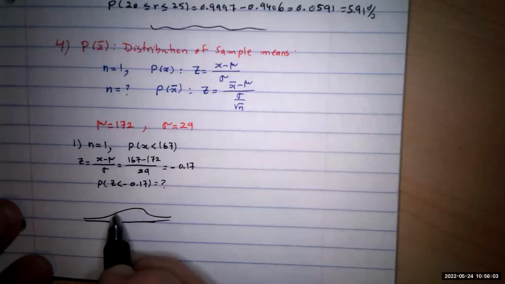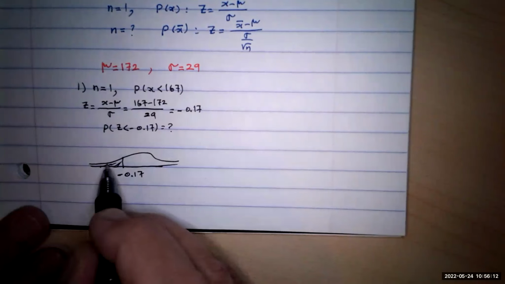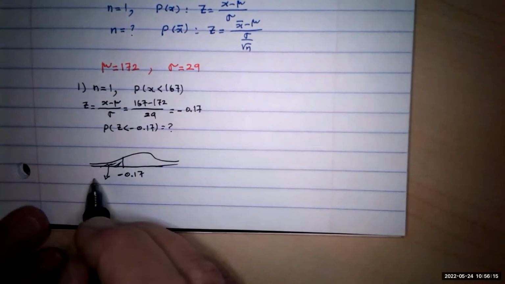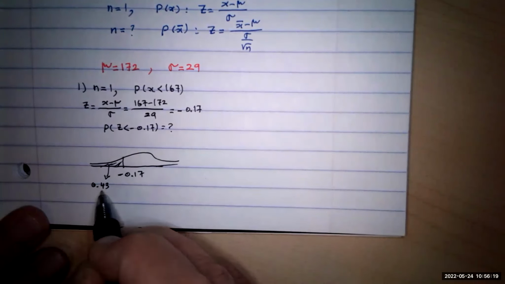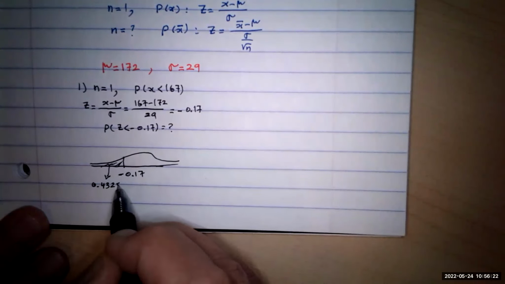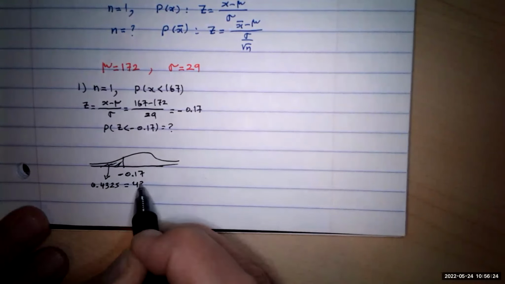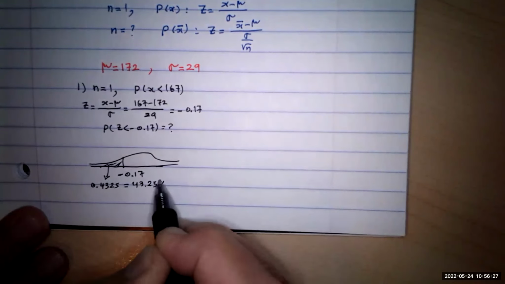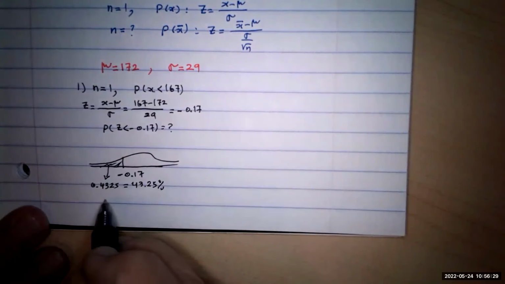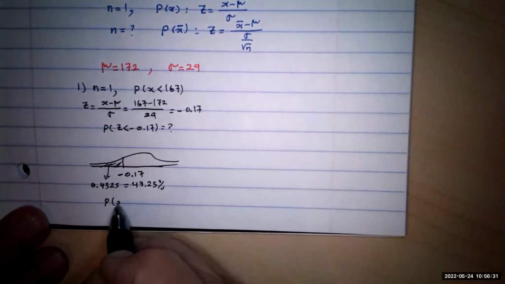So this is it. It's a negative 0.17, and it's the area to the left. Exactly the Z number from the table. So the number from the table is going to be 0.4325. So in percent, 43.25%. So the chance that a man would have a weight less than 167 is 43%.